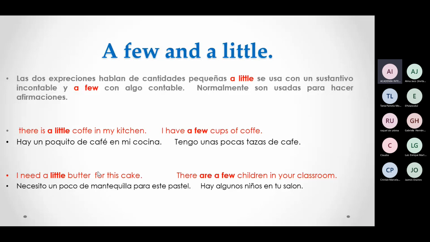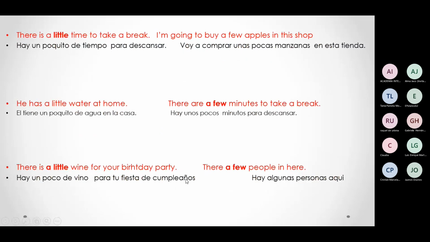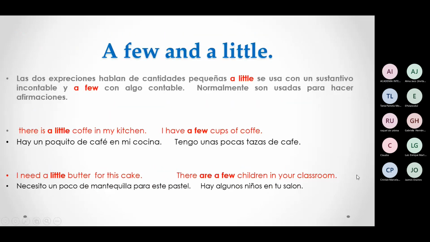Okay, the next one. Somebody else help me out reading this one. Those sentences are very easy to pronounce. Me, teacher. Okay, go ahead. Thank you. There are a few children in your classroom. There are a few children in your classroom.